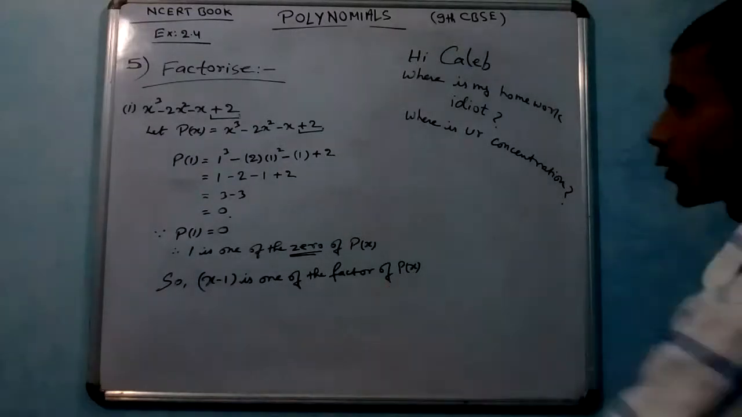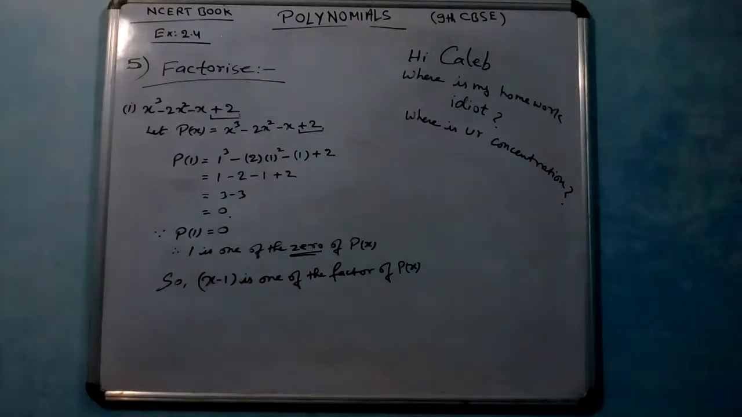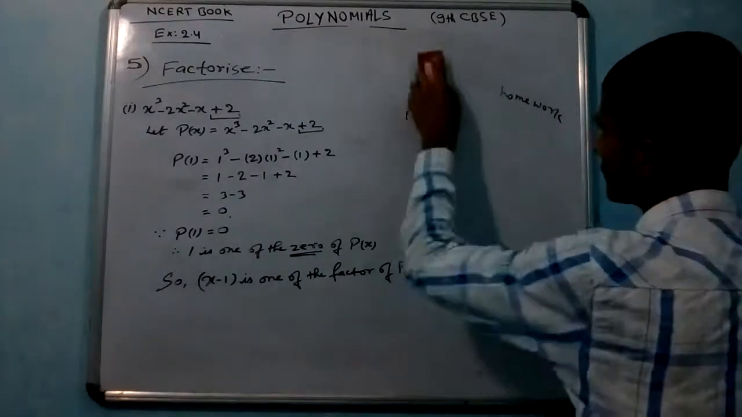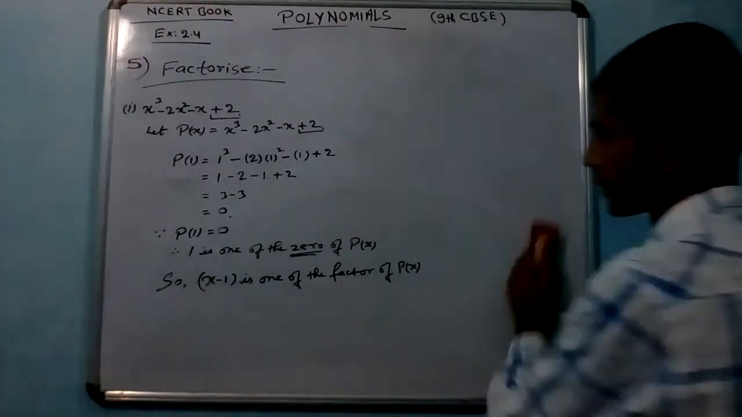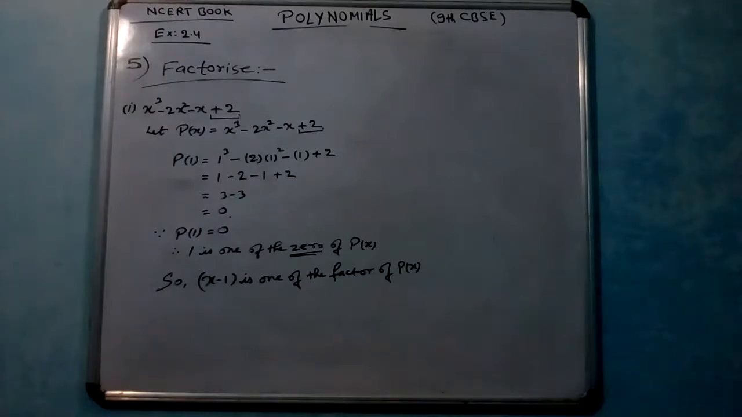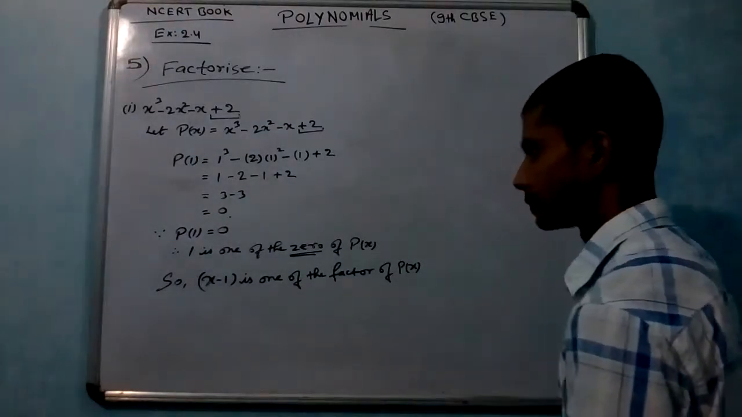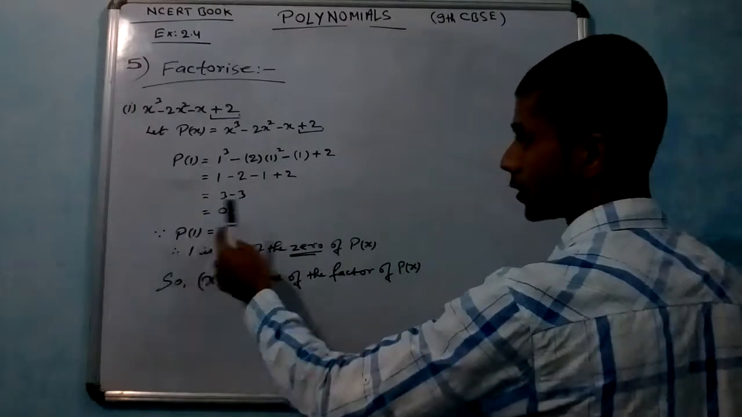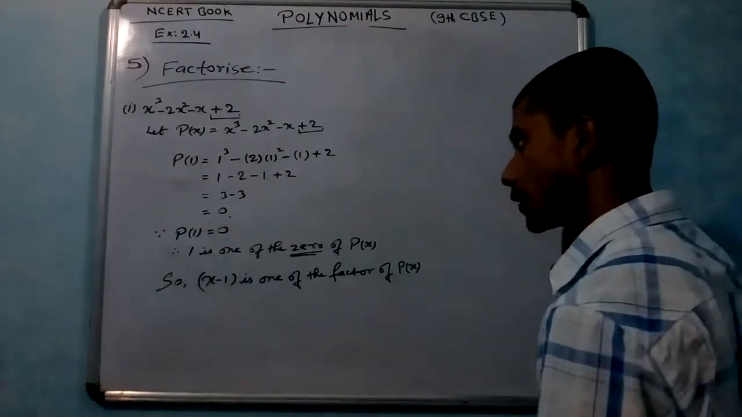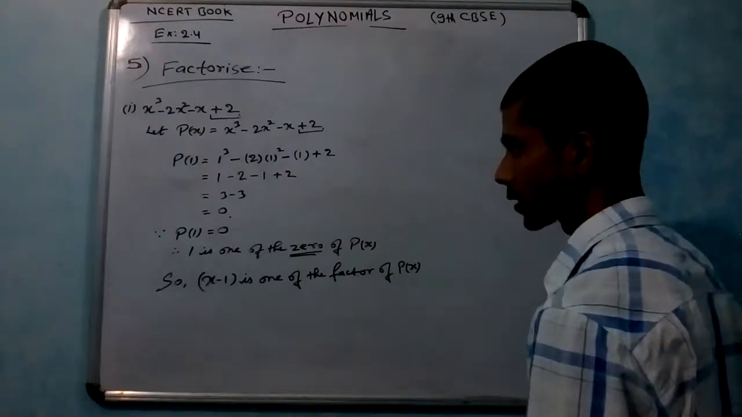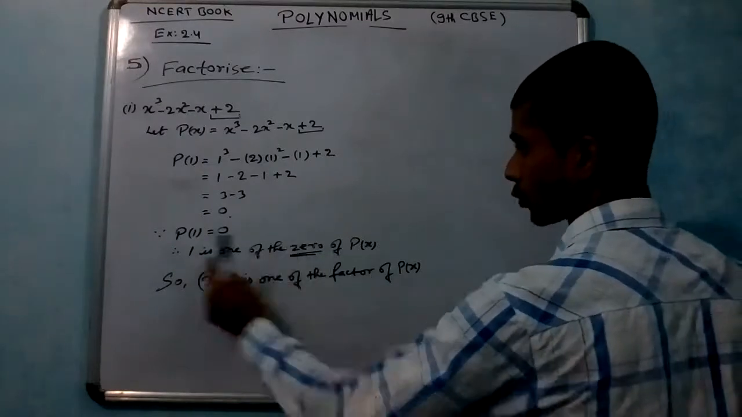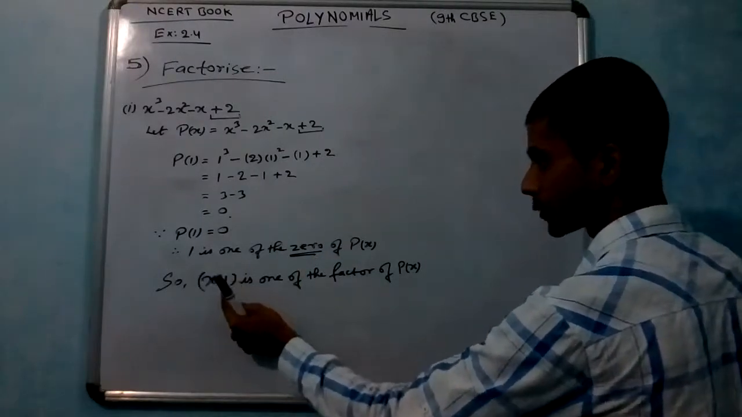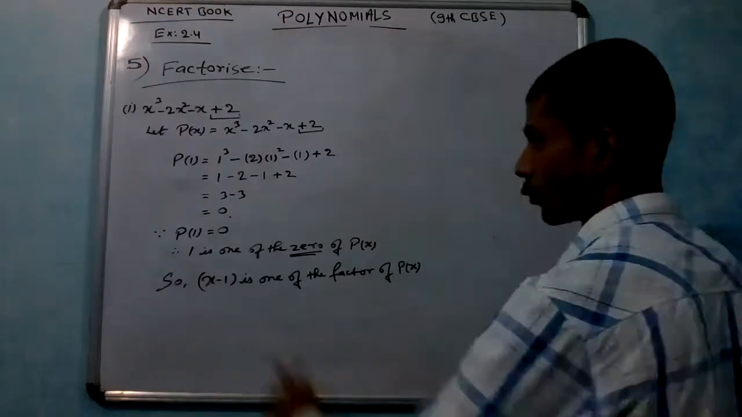Now explain to me what we have done here. So suppose here 0 came, next what? If 0 came, what does it mean? It means 1 is one of the 0s. And then what does it mean next? X minus that 0, that is x minus 1, is one of the factors of Px. 1 is the 0 of Px and x minus 1 is a factor of Px.